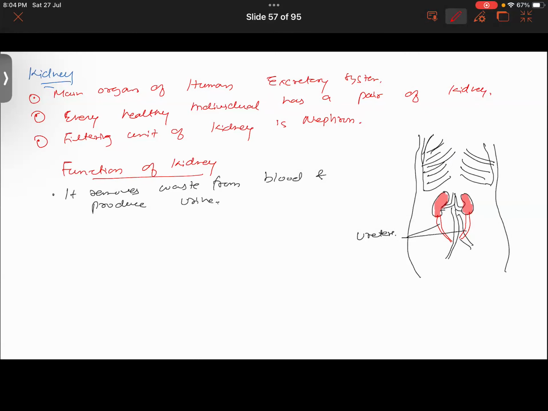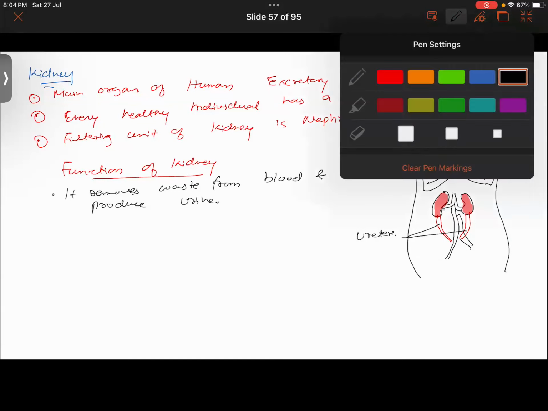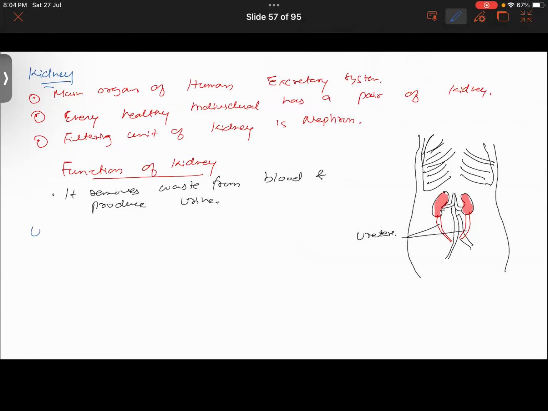Now, apart from that, it has got some other functions, but we are not going to go there. One of its functions is to regulate your blood pressure also, but that is really not important. So next, you would be giving the topic about the ureter.